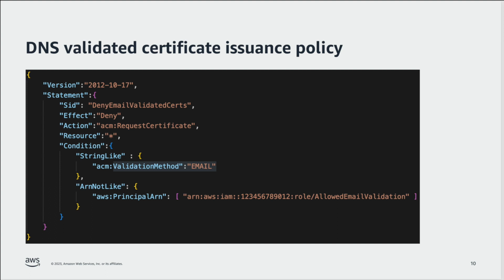This SCP has the effect of deny action of ACM request certificate for any resource denoted by the star. The condition block matches string-like ACM validation method equal to email. The second condition provides an exception for a specific IAM role that may be allowed to use email validation. The ARN not like condition, coupled with the deny effectively, means deny if the principal ARN is not the one specified. Recall, the multiple condition context key value pairs are evaluated with a logical AND. Both of the two conditions must evaluate to true for the deny to take place. So let's go see this in action and get to our demo.